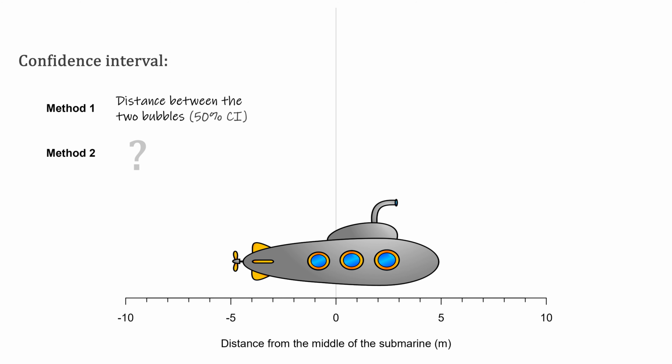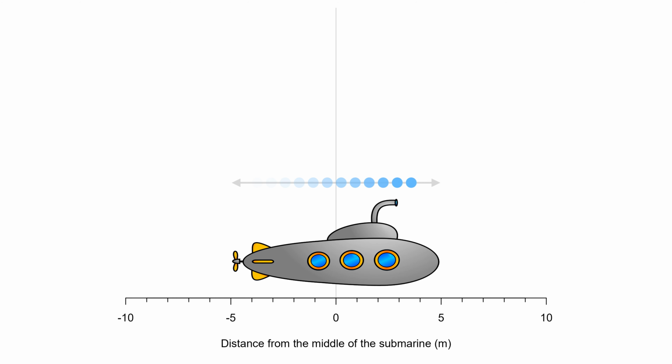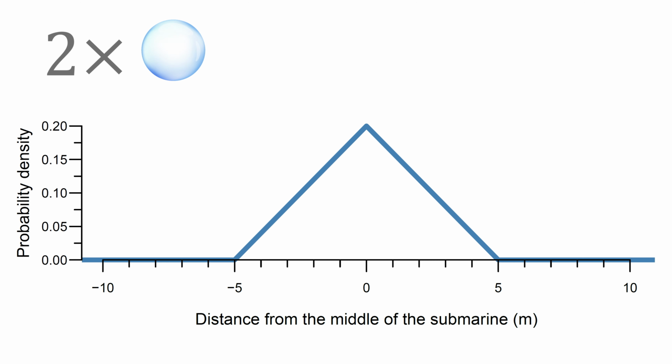The second procedure works not with the bubbles directly, but the average location of the 2 bubbles. The reason this works is because if all bubble locations are equally likely, then the mean of all possible bubble locations is the middle, where the hatch is. So a confidence interval for the mean is a confidence interval for the hatch location. For our bubbles, this turns out to follow a triangular distribution. Let me quickly show you why.